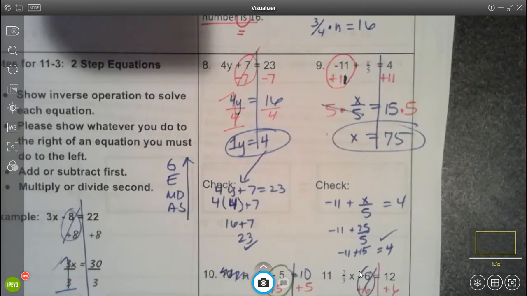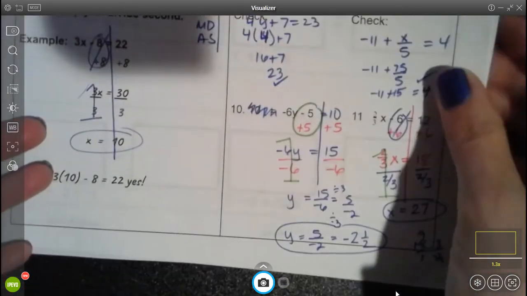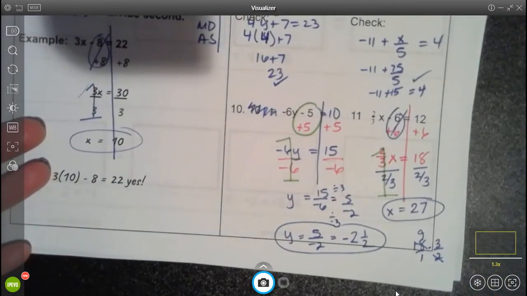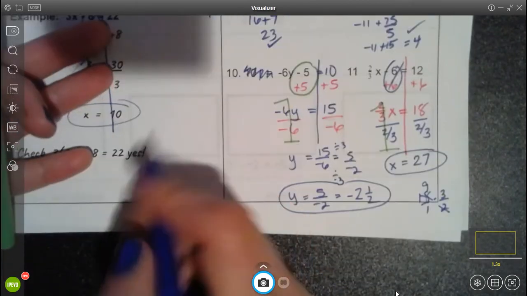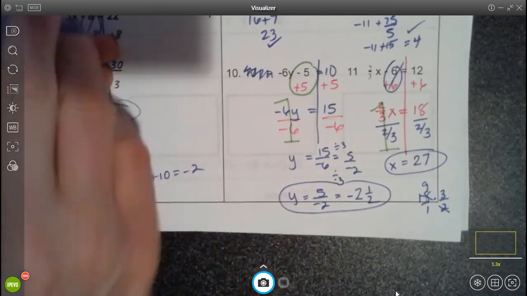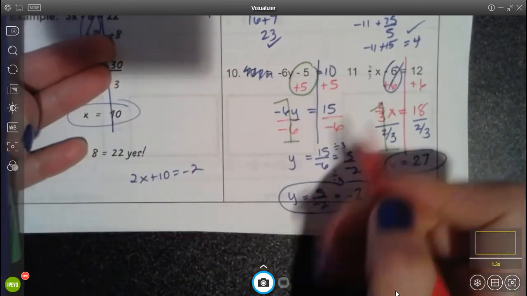This was a long video. Hang in there. It actually gets easier the more you do it. The one thing you got to be careful for is your pesky negatives. There's a common error that kids sometimes make of 2x plus 10 equals negative 2. Be really careful on something like this. I wish it would have shown up on here.